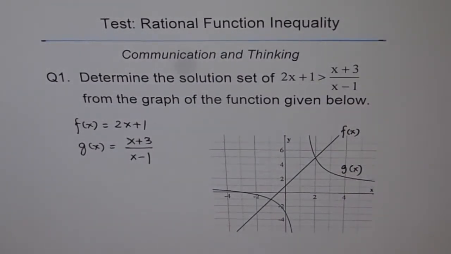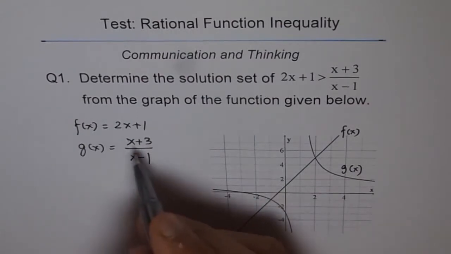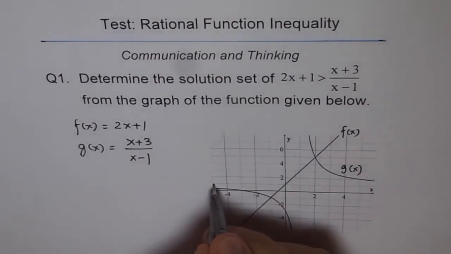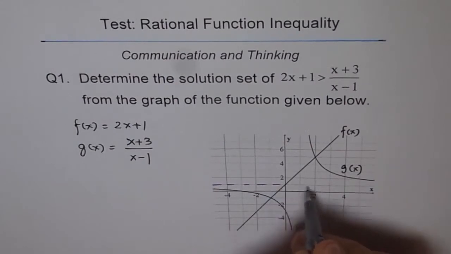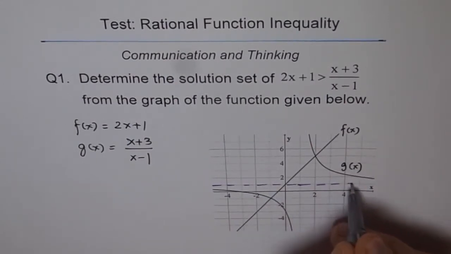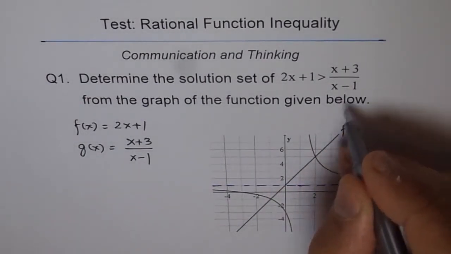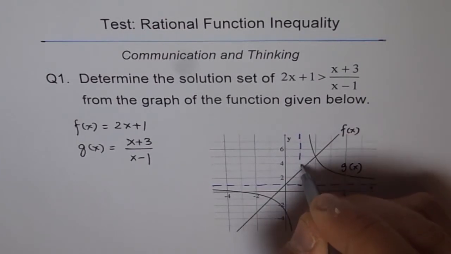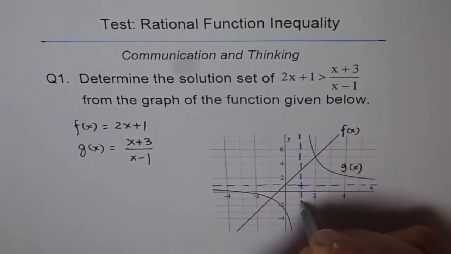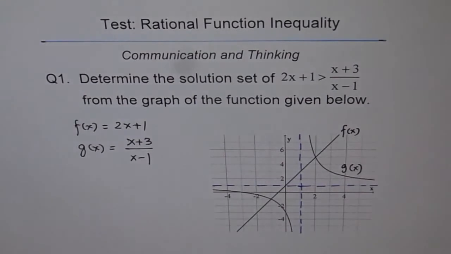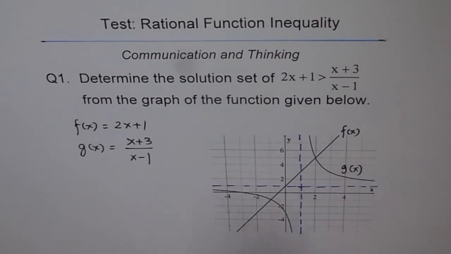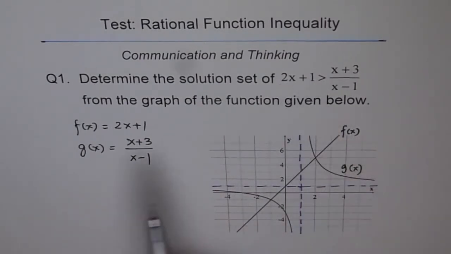So here you have a horizontal asymptote, which is the ratio. And let me just draw the horizontal asymptote for you here. It is not important for the solution of this particular question, but just in general. And a vertical asymptote is at x equals 1, right? So let me draw a vertical asymptote also, so that you clearly see what the graph is. Now we need to determine a solution for the line. This 2x plus 1 is f of x, which is the line greater than the rational function. This is what the real question is.